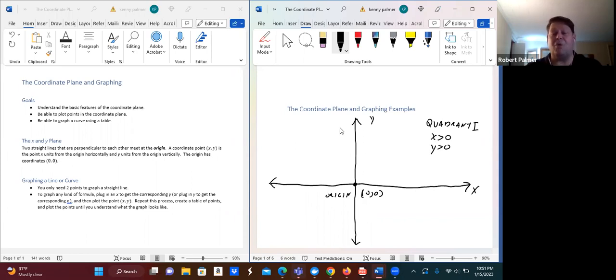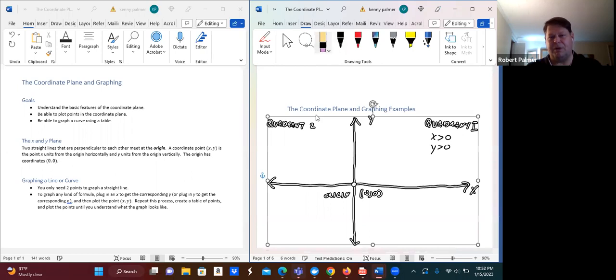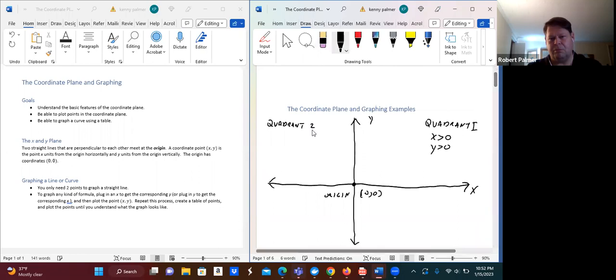Now we're going in the counterclockwise direction this way. So quadrant number 2. Like I said, typically Roman numerals are used. Sorry, I'm having a little issue with my graphing tool right now. There we go. Quadrant 2. Now this quadrant, I'll just mention a few more things.